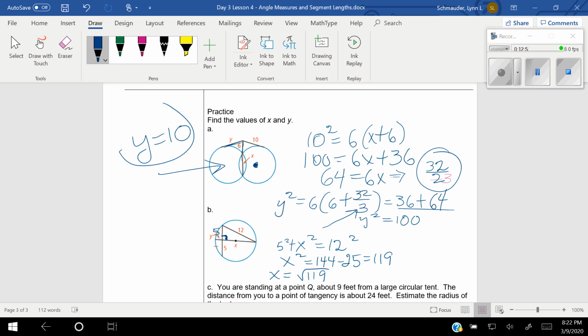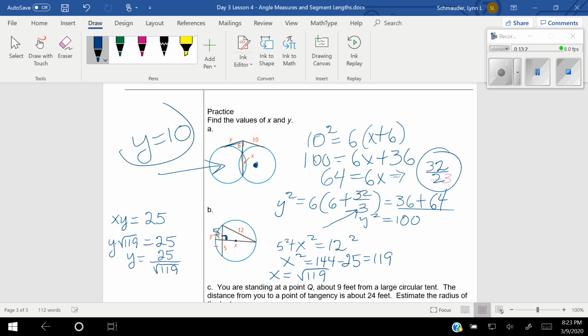And oh, now I got to find y. Let me come over here, to the left. Now I got to use the part times part. So I know that x times y equals 5 times 5, right? 25. Using the theorem that says part times part equals part times part. Okay, so y times the square root of 119 equals 25. So y equals 25 divided by the square root of 119.